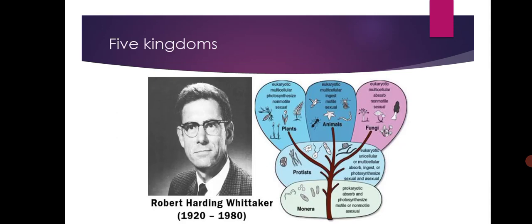At last, Robert Whittaker proposed a five kingdom classification system. According to Whittaker, organisms are divided into Monera, including all prokaryotes; Protista, which are unicellular eukaryotes; and multicellular eukaryotes, including Plantae, which are photosynthetic, having a cell wall of cellulose; Fungi, which are absorptive heterotrophs having a chitin cell wall; and Animalia, which includes all heterotrophs with no cell wall.